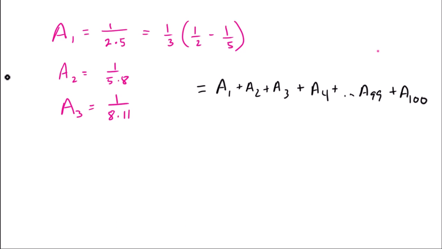At first blush, this problem looks pretty difficult. I have A1, which is 1 over 2 times 5, A2, 1 over 5 times 8, A3, 1 over 8 times 11, and we can presume that pattern continues. So A4 would probably be 1 over 11 times a number that's 3 more than that, since they seem to be jumping up by 3. So we'll continue that pattern.